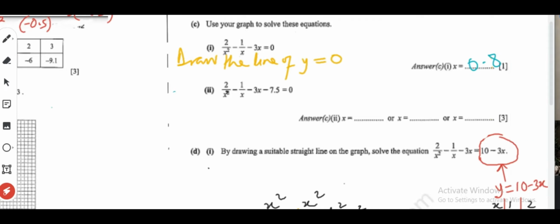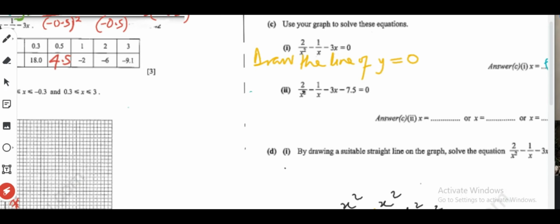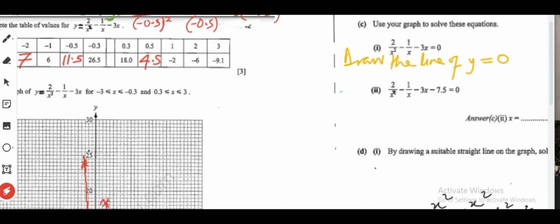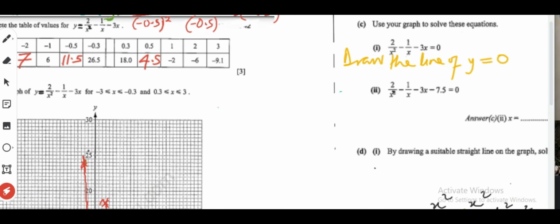2 over x squared minus 1 over x minus 3x minus 7.5 is 0. So, do we put it in the table? There's nothing to put in the table. You can't be asked to start plotting another table. First of all, you need to check if what you have here is the same thing as what you have here. It's not the same. So is there nothing you can do for it to become the same? Oh yeah, like move that. Exactly. If we move this to the other side, it becomes that.